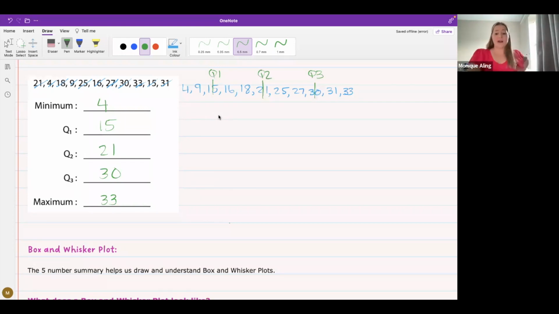So the whole point about doing this 5-number summary. Good, Katleho. Really nice.